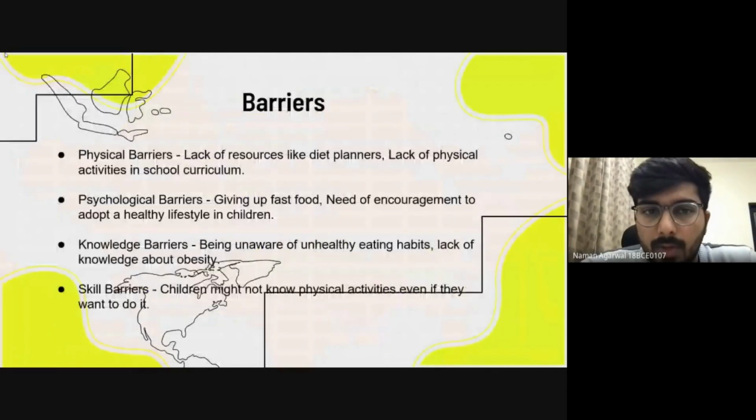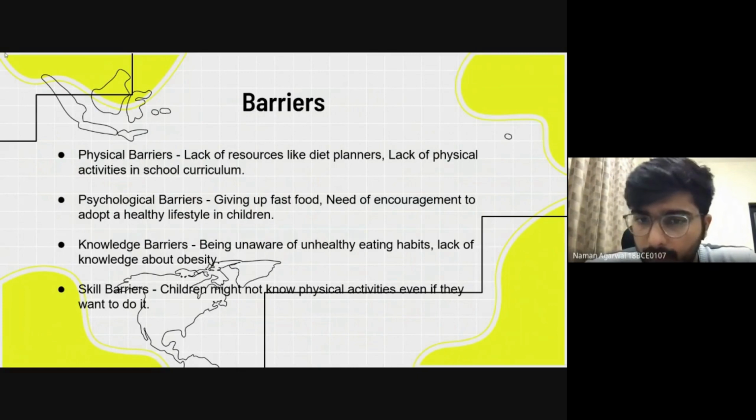Yeah. So coming to the barrier, benefits, and competition, that is step 5. So coming to barriers, our target audience may face physical, psychological, skills or knowledge-based barriers to achieve the desired behavior. So starting with physical barriers. Lack of physical activities in the curriculum of school-going children could be a physical barrier. Children might not even have the required resources to stay healthy, like diet planners, diet counselors, which can be another physical barrier.